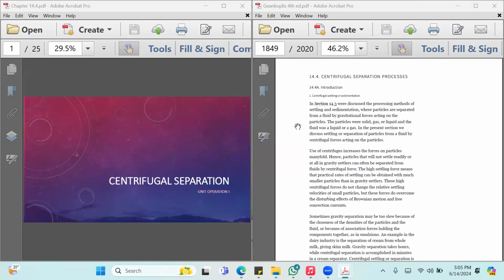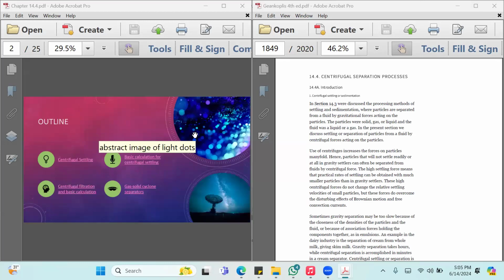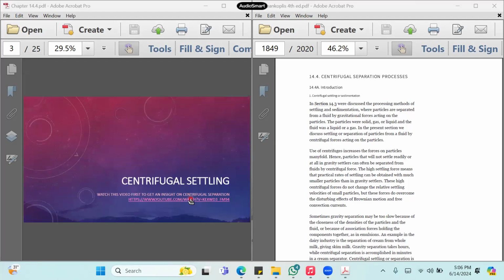Today we're going to discuss centrifugal separation, which consists of 4 outlines. The first is centrifugal settling. The second is the calculation of it, and then centrifugal filtration and its basic calculation as the third outline. The fourth outline would be the gas and solid cyclone separators. So we're going to do the first one, centrifugal settling.